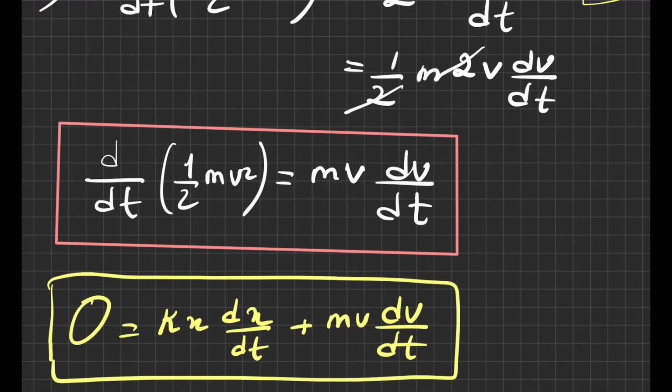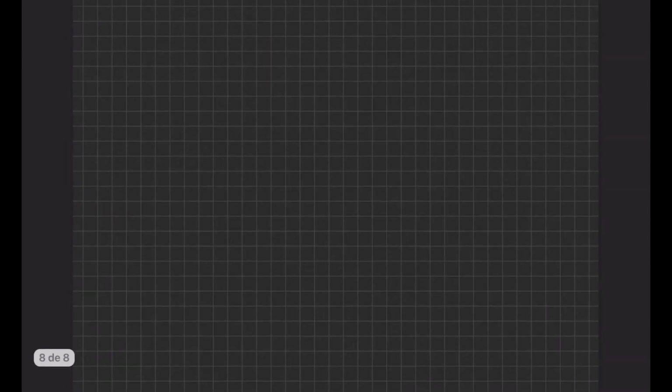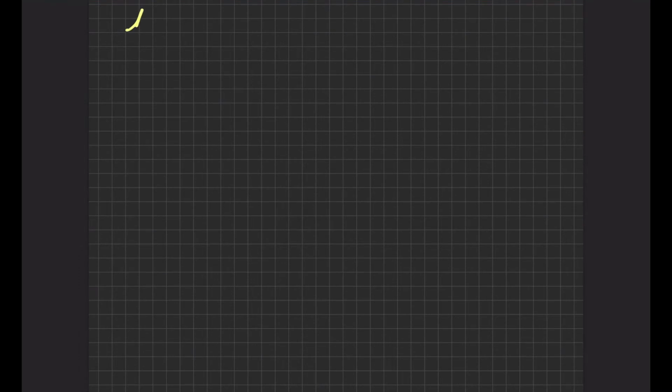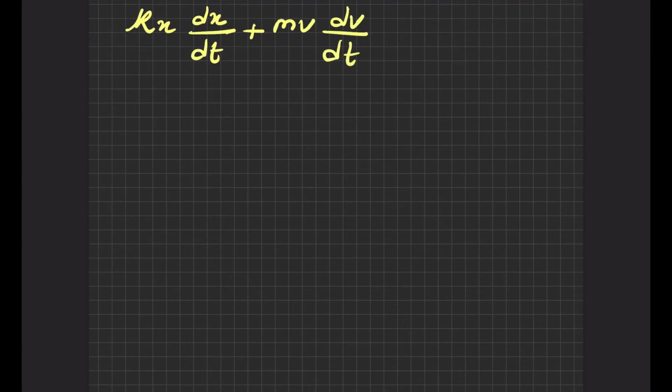Now, how can we play with this equation to get a prettier one? Let's move to another page and play a bit with the equation. So again, look, I'm going to put 0 on this side and put the other part on the other side, so it's going to look better. Okay, so kx dx over dt plus mv dv over dt equals 0.